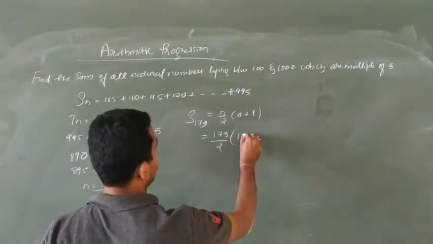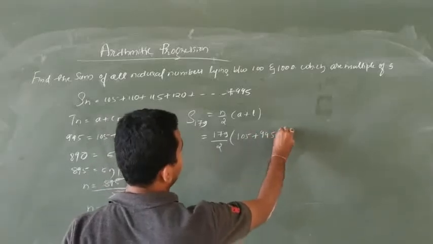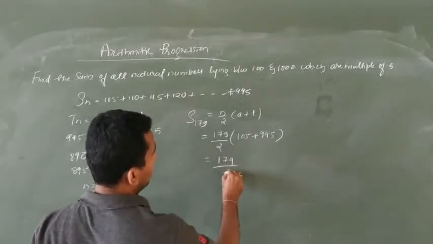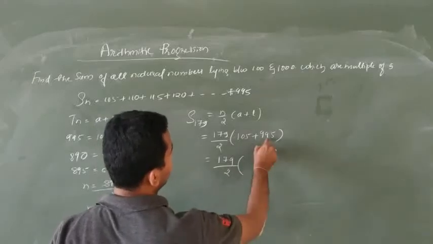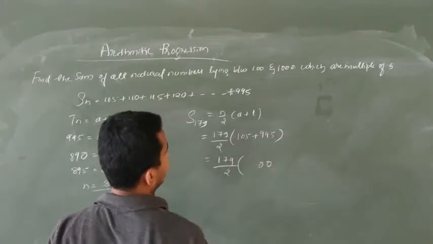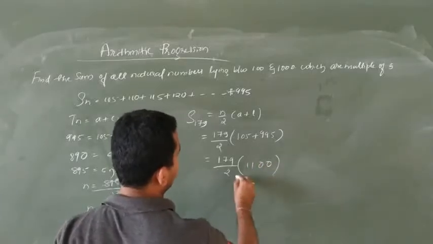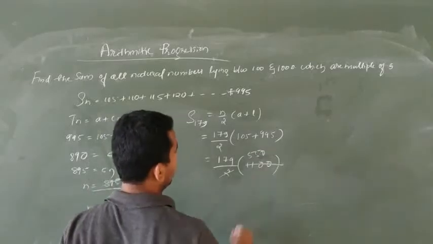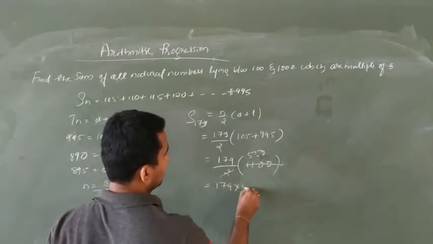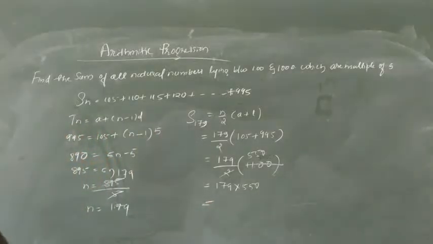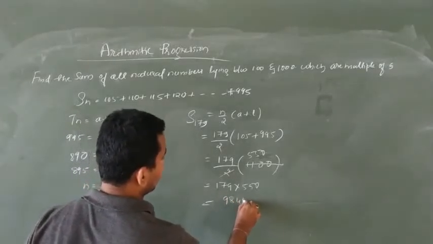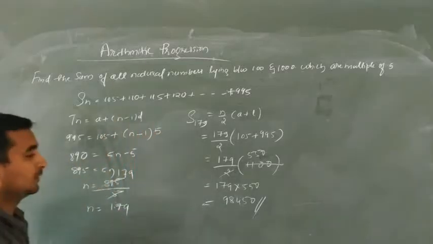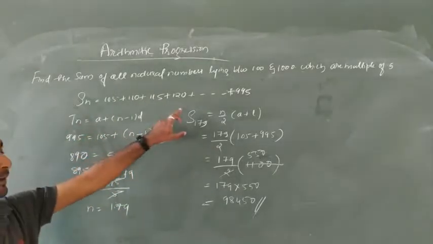A is 105 plus 995, that is 1100, so 179 divided by 2 times 1100, which is 179 into 550. The calculation will be 98450. So the sum of the terms from 105 to 995 is how much? That is 98450.